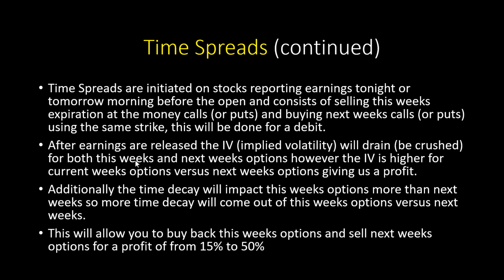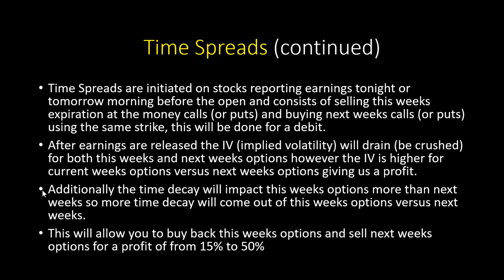And since we've sold this week's calls, we're going to be able to capture the IV crush on this week's call, because the call is going to go down in price, and we can buy it back cheaper. Now it's also going to drain the IV out of next week's calls, but the IV on the current week's calls is much higher than the implied volatility on next week's calls because it's much closer to earnings. All right, so that's how we capture the implied volatility crush when the stock comes out. That gives us one of our edges.